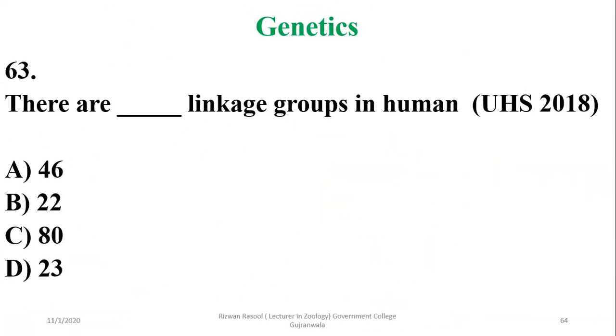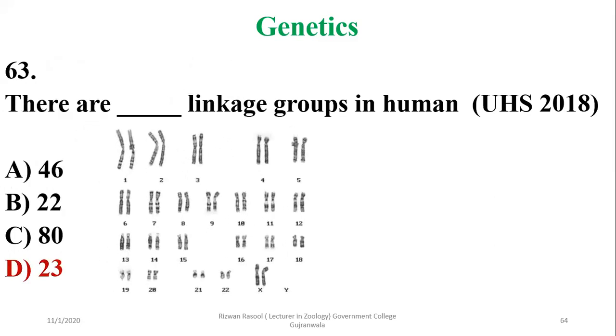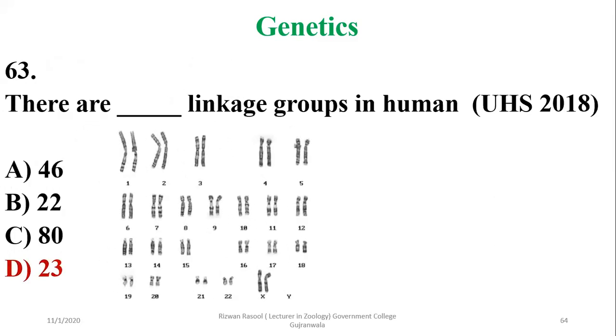Number 63, there are dash linkage groups in human. The linkage group is directly related to the number of homologous pairs, and it is delta 23. 23 are the linkage groups and 23 is the number of homologous pairs.